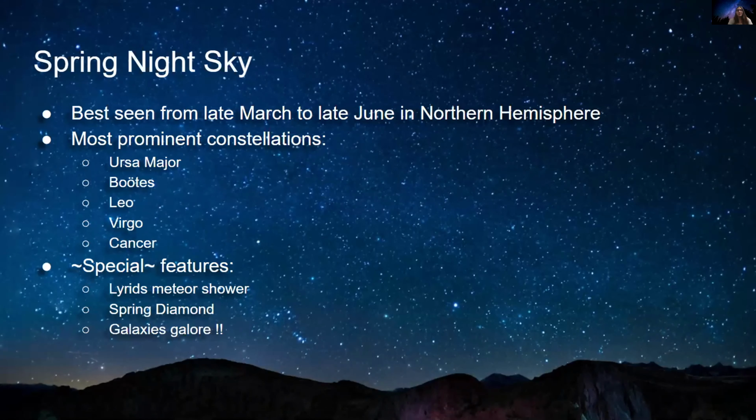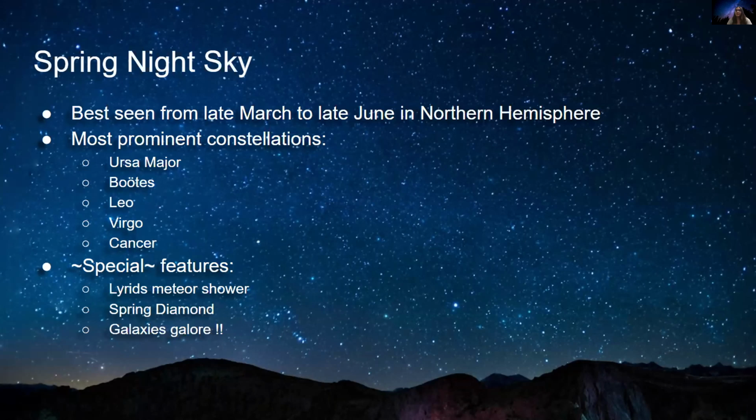So the most prominent constellations that are going to be in the sky right now are Ursa Major, which has the very popular, famous asterism, the Big Dipper. You have the Bootes constellation, Leo, Virgo, Cancer. So some interesting constellations that have different interesting things in them. I'm sure some other people in the club have more knowledge on this, like exactly what each constellation has.